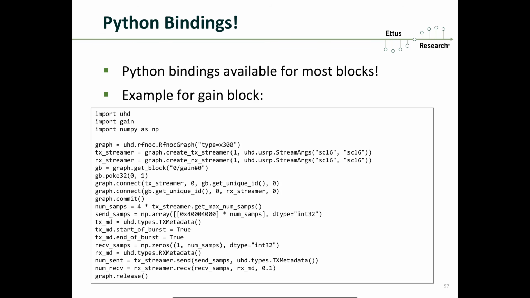But you could look at it and see, okay, we're going to create our TX and RX streamers here. We're going to create an rfnoc graph. We're going to get our gain block. We're going to poke a register at address 0. We're going to connect up our block, send some data through, and receive that data back. So this has everything we need. It's just that we have to work on rfnoc-modtool a little bit to set this up for you automatically. The Python bindings, that is.